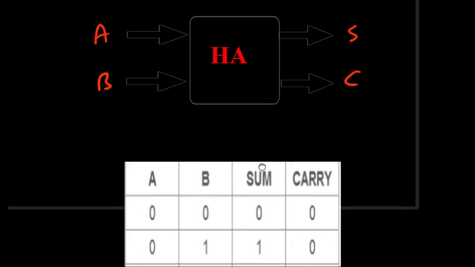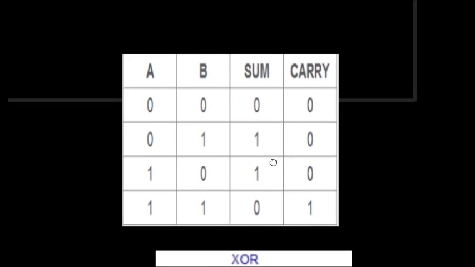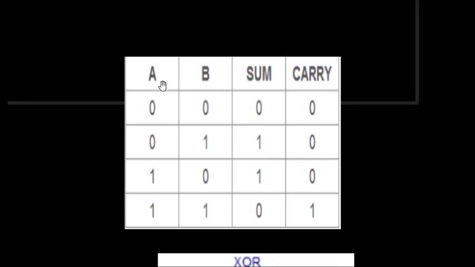So we see this is the truth table of a half adder. We have two inputs, A and B, and we have sum and carry as the outputs. Because we have two inputs, we have four combinations. First, 0 plus 0, sum is 0, carry is 0. Then 0 plus 1, sum is 1, carry is 0. 1 plus 0 is also 1 and carry is 0. 1 plus 1, sum is 0 and carry is 1.